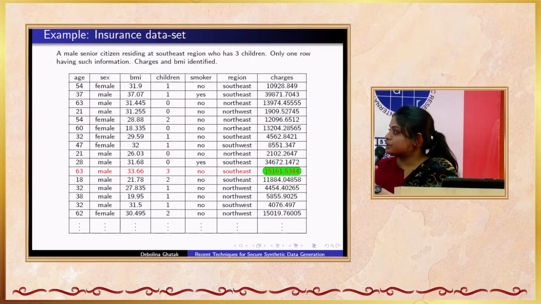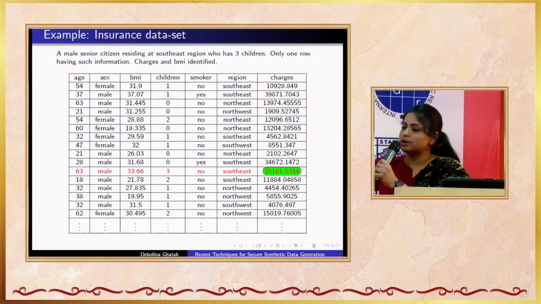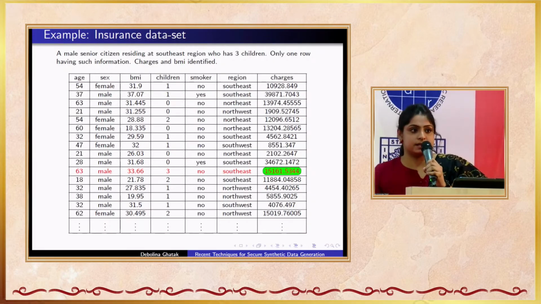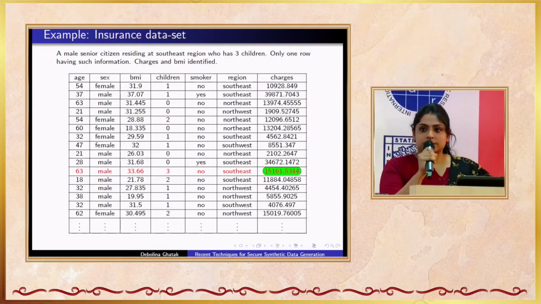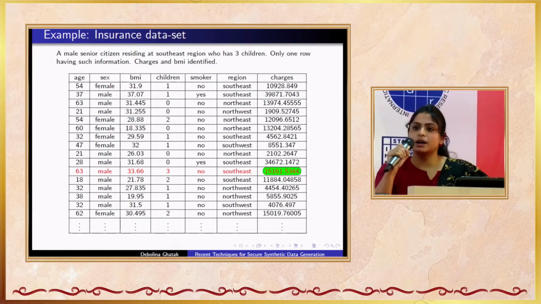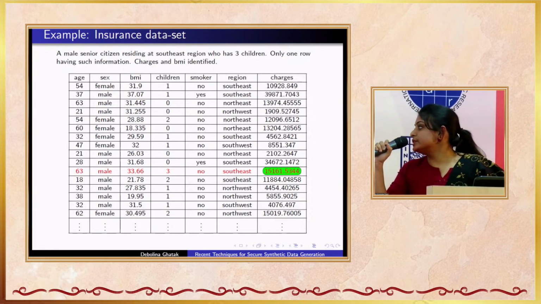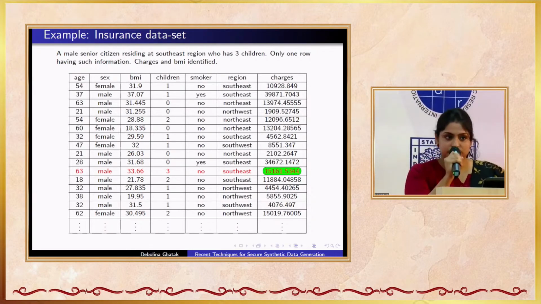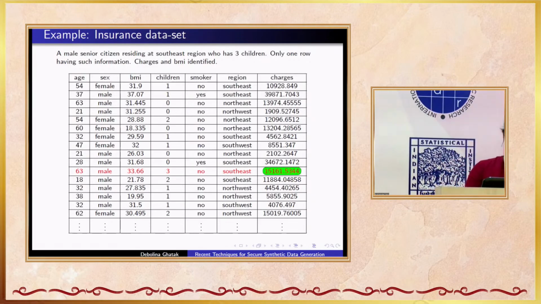Now, if some intruder has this kind of information about his target, only from that public information you can see clearly that there is only one row in the whole data set. It consisted of about 3,000 or more individuals, and there was only one row who was a senior citizen, lived in the Southeast region, was male, and had 3 children. So this information corresponded to only one person. From that, one can find out the charges paid by them, and also whether they are a smoker or not. These kinds of information get leaked.